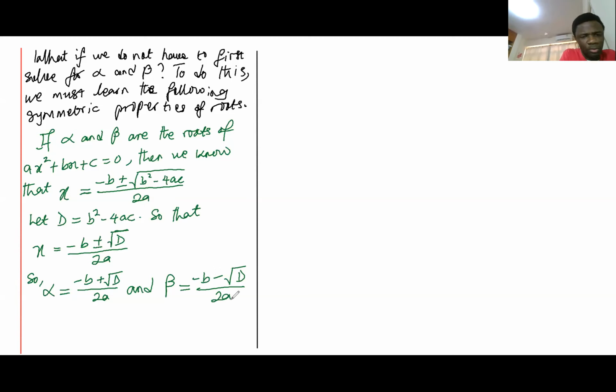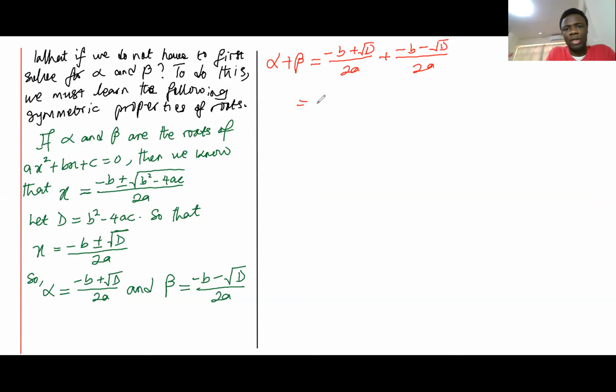We want to see what happens to alpha plus beta and alpha beta. Let's deduce something for alpha plus beta, the sum of the roots. Alpha plus beta is minus b plus root d divided by 2a, and minus b minus root d divided by 2a. So 2a is a common denominator. Please don't use plus minus, I already multiplied this plus by both of them. So what does this become? Minus b and minus b is minus 2b. Can we see that? I need a response, please.